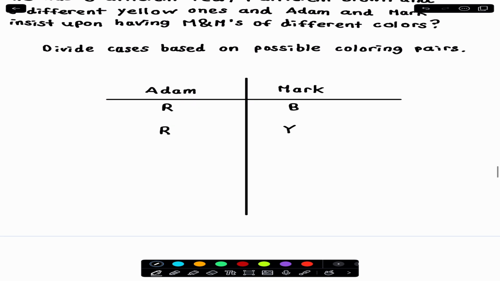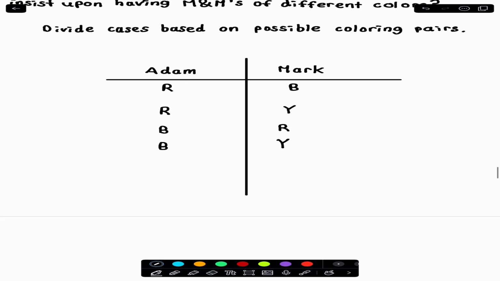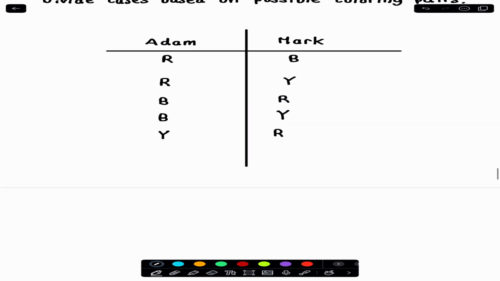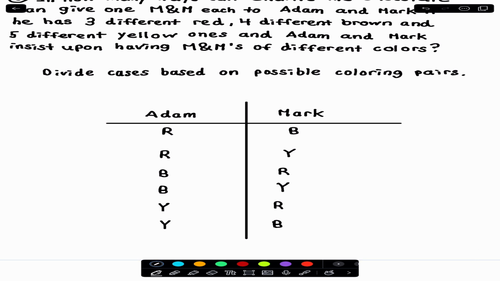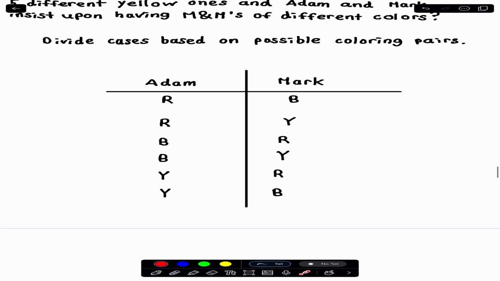Now let's say Adam got a brown M&M. Mark cannot get a brown M&M. He can either get a red or a yellow this time. And let's say now Adam got a yellow M&M, then Mark can only get a red or a brown M&M. He cannot get a yellow M&M. Okay? Now, these are going to be our cases. So this is case number 1, case number 2, 3, 4, 5, and 6.